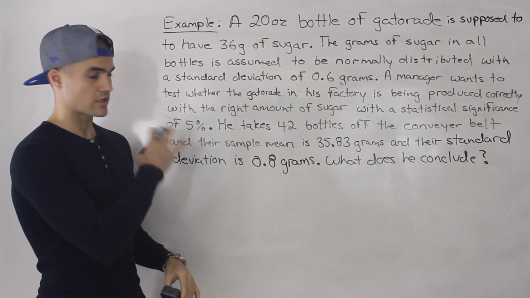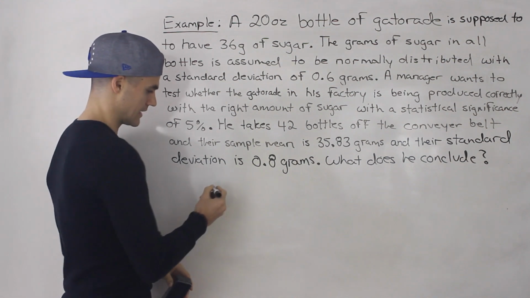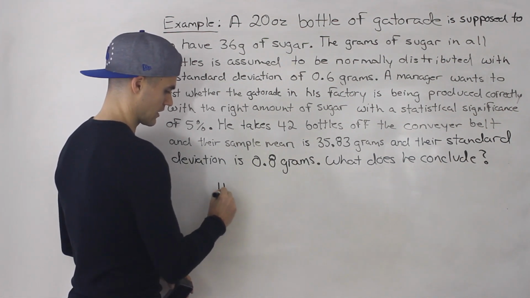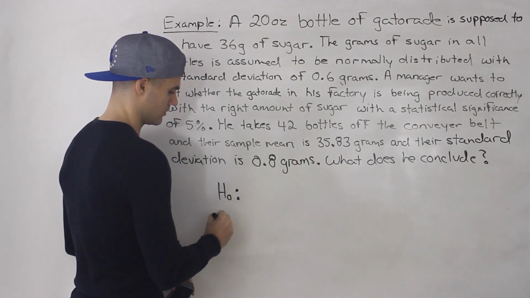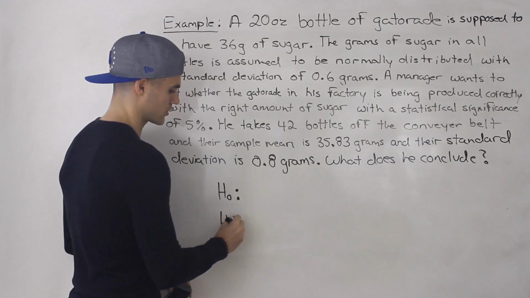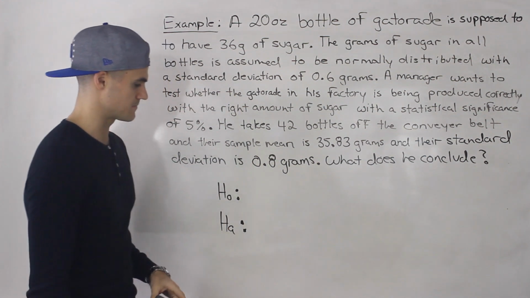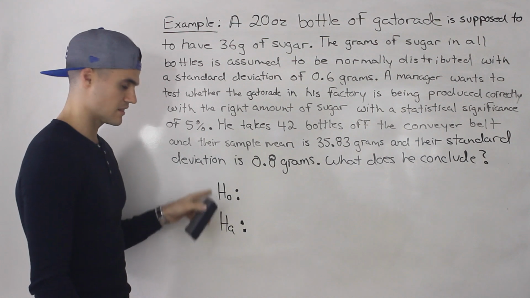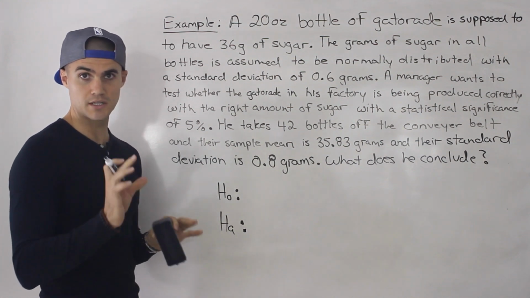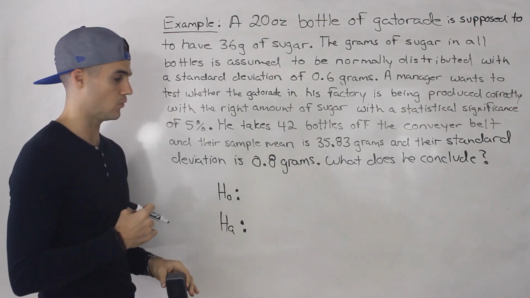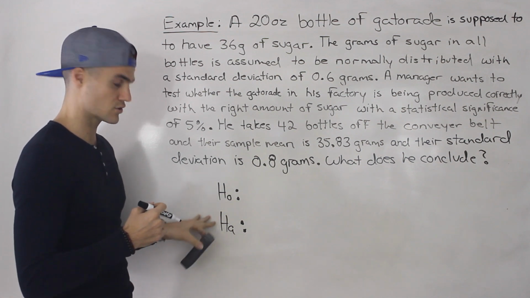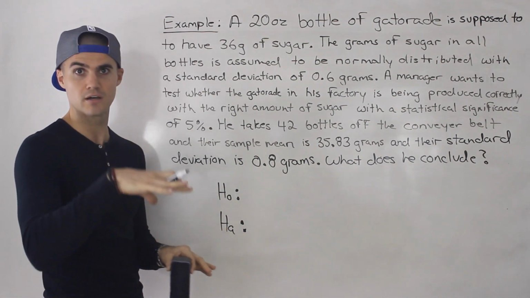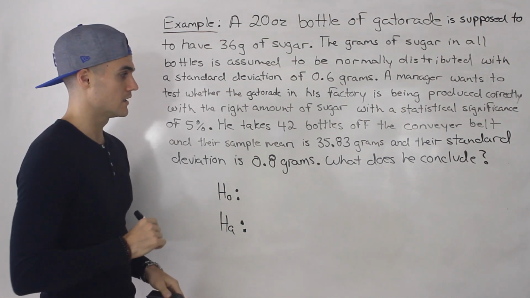So when I get a question like this, the first thing I like to look for is what's my null hypothesis and what's my alternative hypothesis. Because depending on these, it's also going to tell us, are we dealing with a two-tailed test or a one-tailed test? Remember, the null and the alternative have different formats for two-tailed, left-tailed, right-tailed.